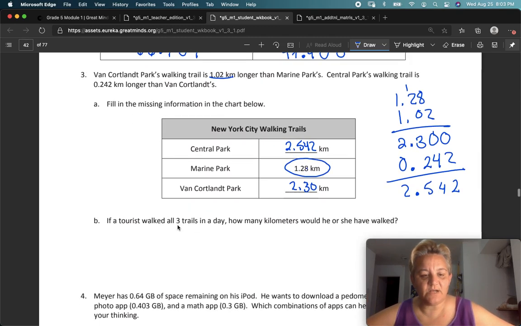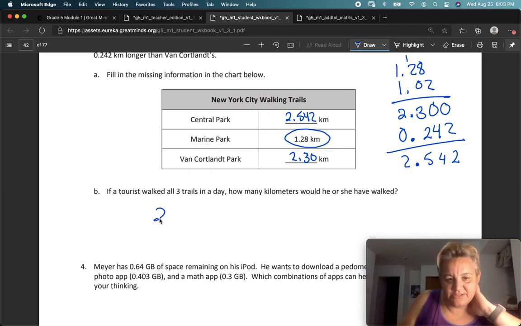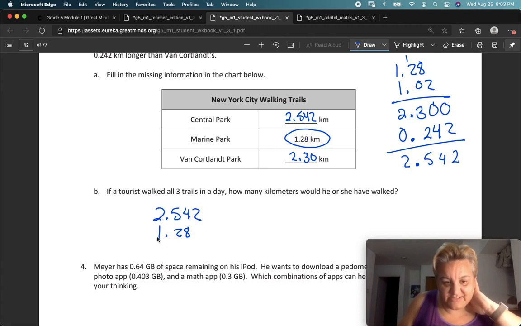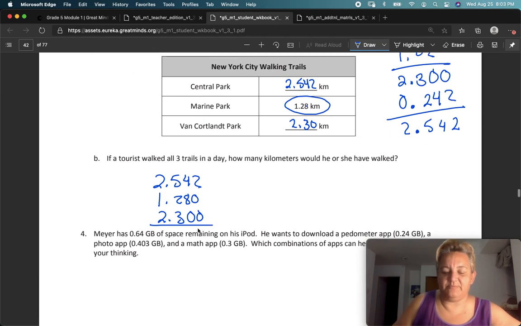Now, if a tourist walked all 3 trails in a day, all 3 trails together, how many kilometers would he or she have walked? So we have to add all of these numbers together: 5.42 kilometers, 1.28 hundredths of kilometers, and 2 and 3/10 kilometers. And I'm just going to add the zeros so that I can keep everything in a nice row. I wrote too big, so I'm going to write into the problem below, but please just ignore it.